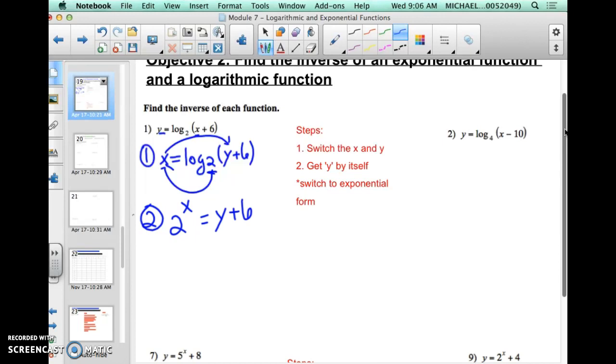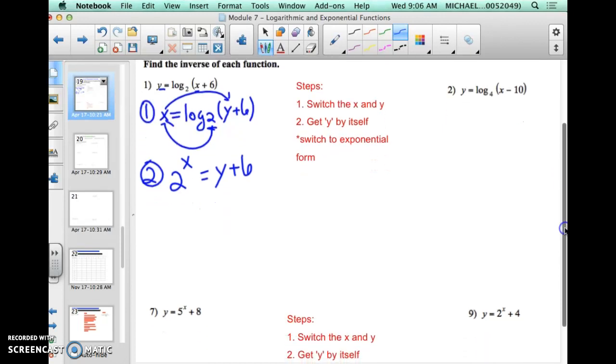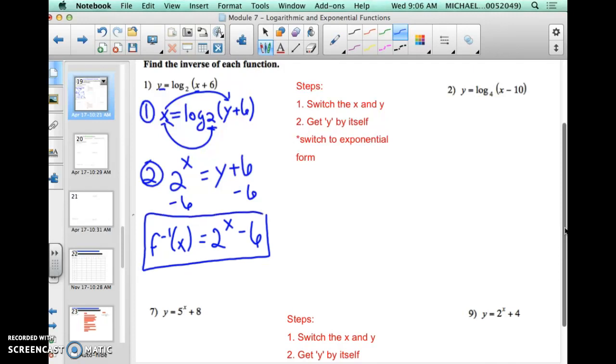So in this case, I switched it to exponential form, and then I'm still performing step 2. I'm getting y by itself. The last thing to do in this instance is to subtract 6 from both sides. So my final answer, the f inverse of x, is 2 to the x minus 6. And if you notice, the given function was logarithmic. Now its inverse is exponential. Please keep that in mind. That's very important. So at this time, would you please pause the video and try number 2 on your own, and then check your work with mine.